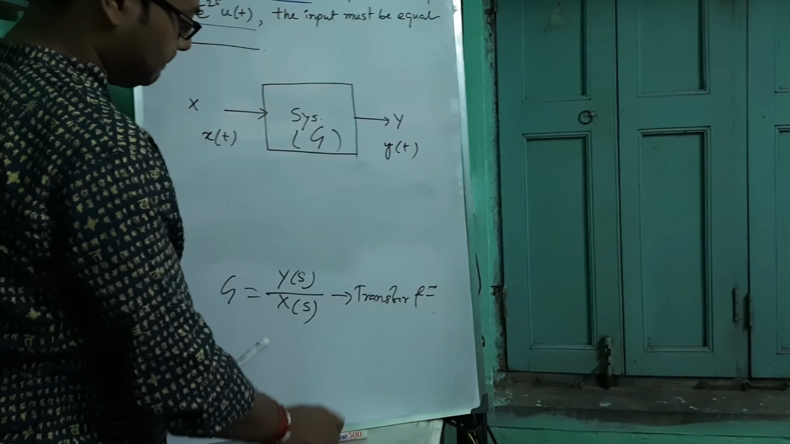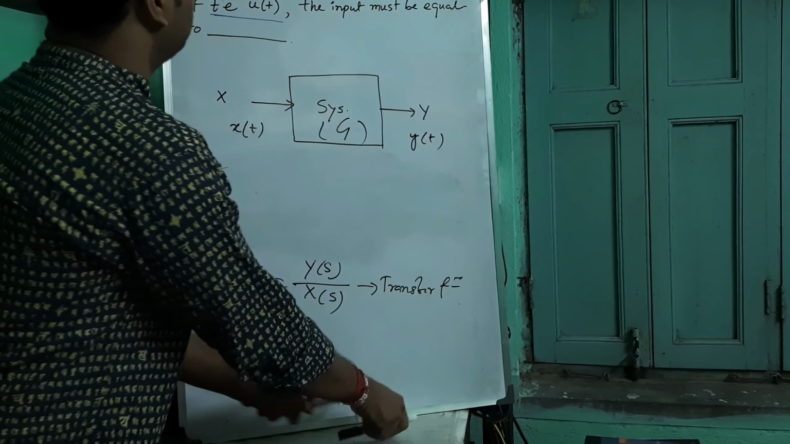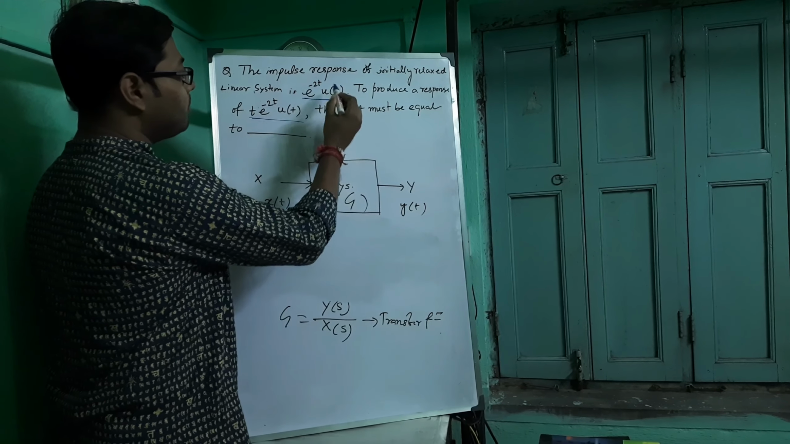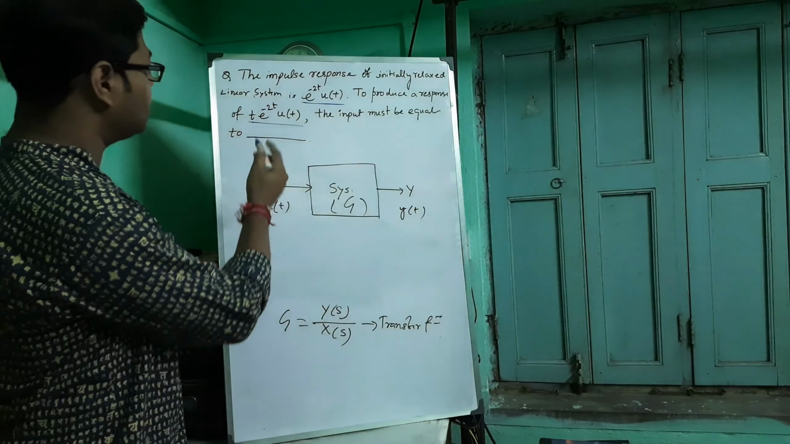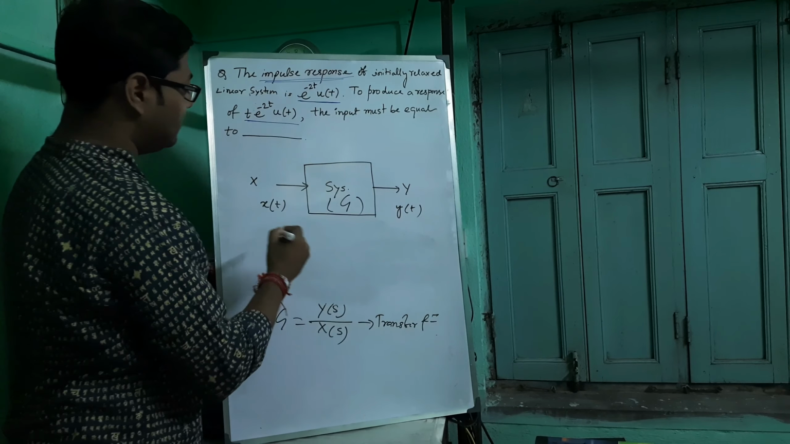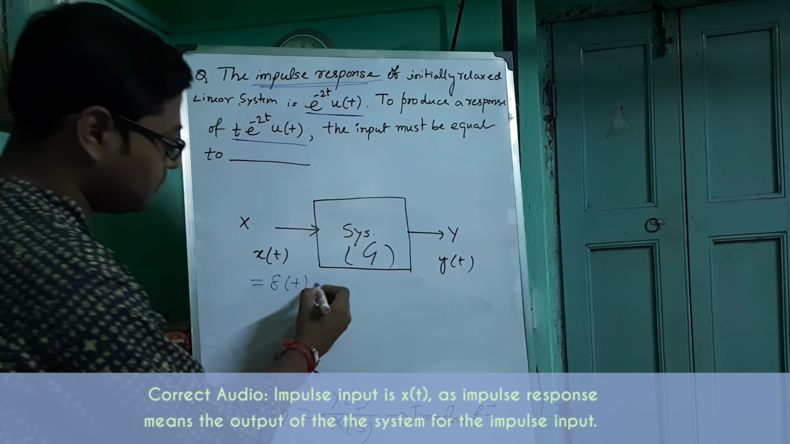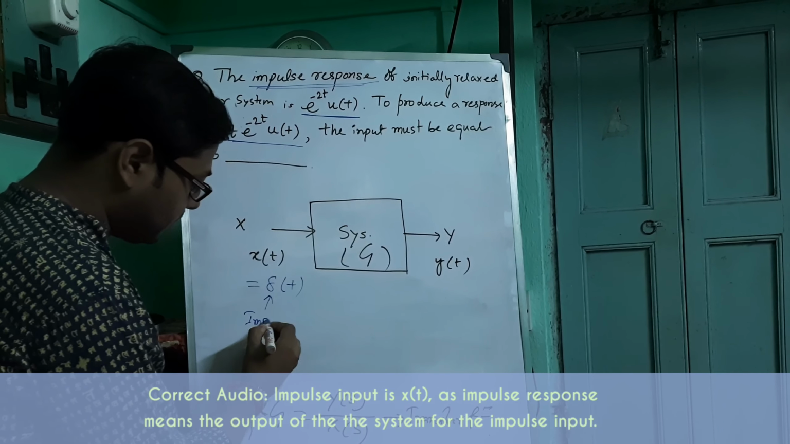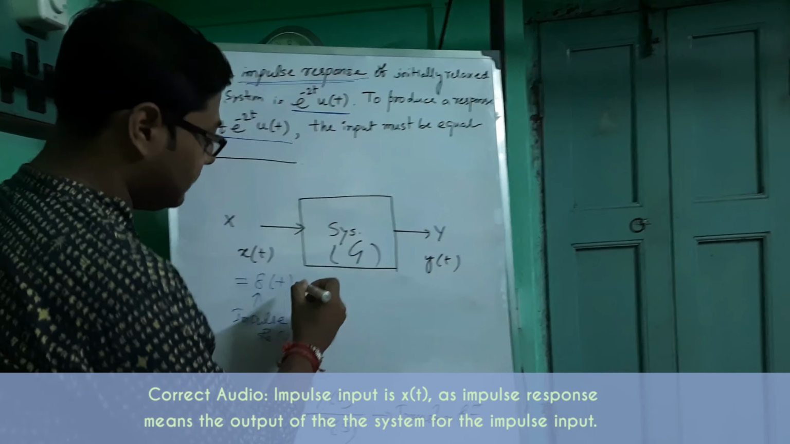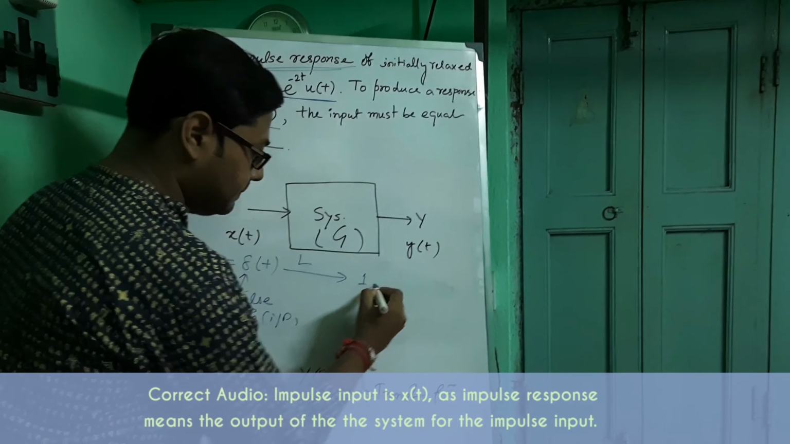Now in this question you can see there are two parts. The first one is that the impulse response of an initially relaxed linear system is e to the power minus 2t u(t). That means they put the impulse as an input, and the Laplace transform of the impulse is 1.